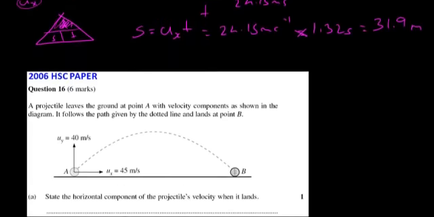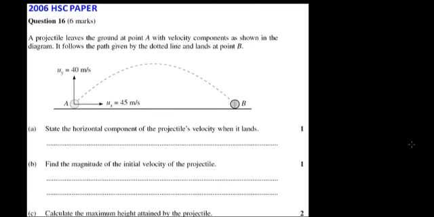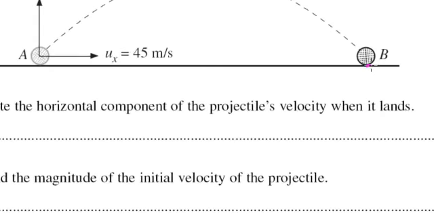So if we move to the next question, which is actually an HSC past paper question. A projectile leaves the ground at point A with velocity components as shown in the diagram. If it follows the path given by the dotted line, a parabolic path, and lands at point B, state the horizontal component of the projectile's velocity when it lands.